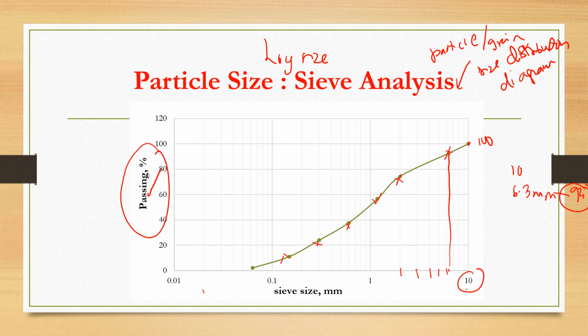Another thing you have to remember, if you look at this one, I connect each point. This is the curve. It's a curve, not a straight line, but it is not necessary to connect each point. It is a best fit curve, so you can just plot like this. And the curve is somewhat like an S curve.